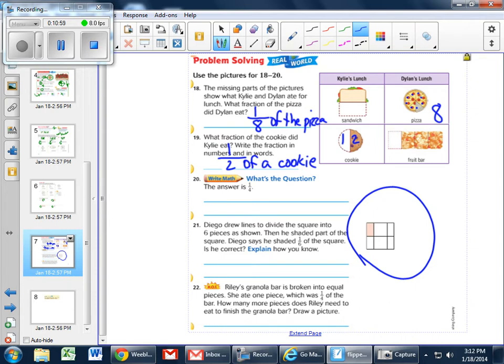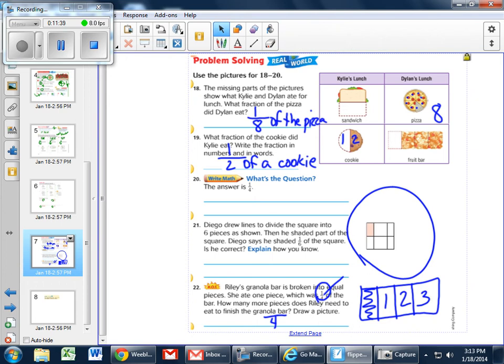Number 22, Riley's granola bar is broken into equal pieces. She ate 1 piece, which was 1/4 of the bar. How many more pieces does Riley need to eat to finish the granola bar? Draw a picture. So first we need to draw a granola bar. And it says she ate 1 piece, which was 1/4. So that tells me the total number of pieces I need is 4. She ate 1 of those pieces. So how many pieces did she need to eat to finish the granola bar? So your fraction is going to have 4 as a denominator. How many pieces are still left?